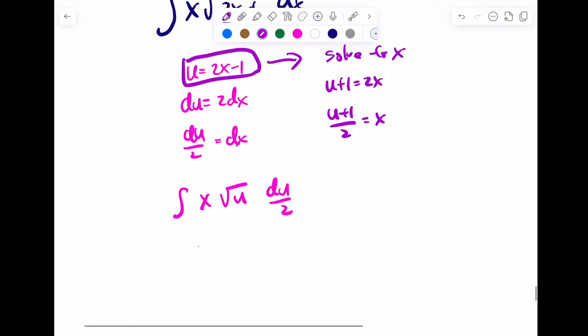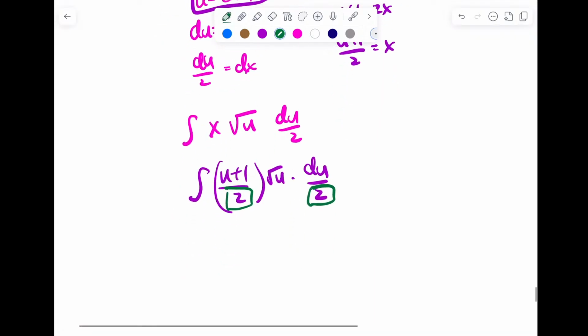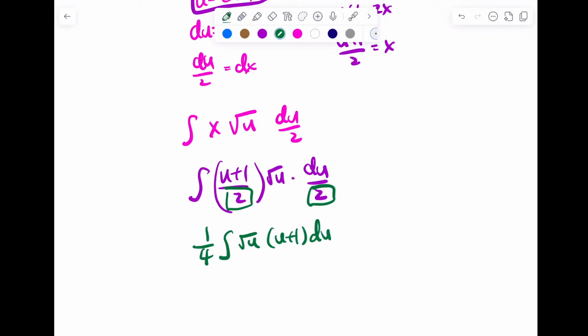So now I have everything: u plus 1 over 2 times square root u times du over 2. Now you see that there is a constant. The constant is this 2 and this 2. So I can take it all the way in the front, says 1/4, and it'll be square root u times u plus 1 du. Now, since this is to the first power, I don't need to do u substitution again because that'll be silly, since I can use a simpler rule. The simple rule is actually the power rule.